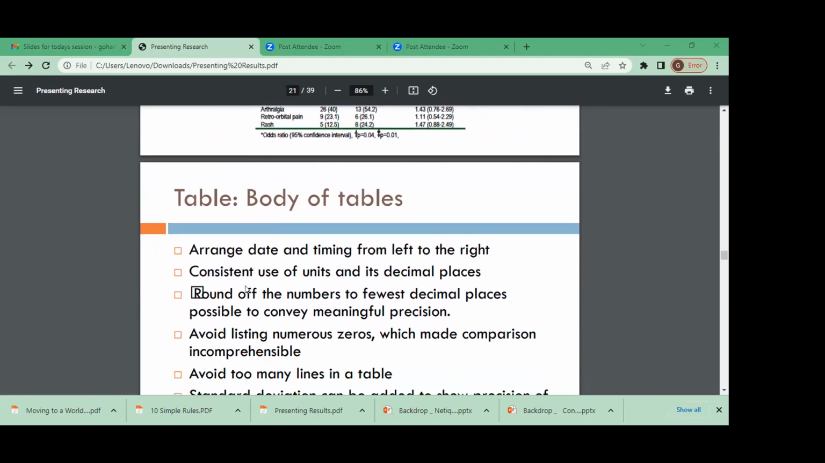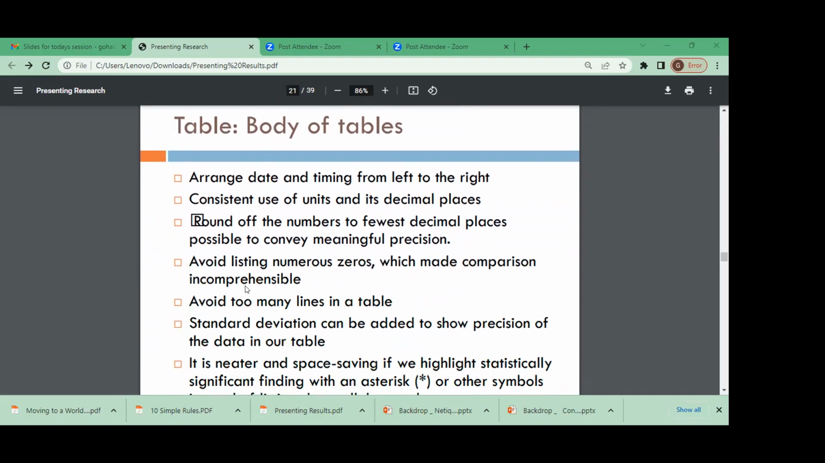Next, when you're talking about the body of tables, you arrange date and timing from left to right. Keep that in mind. You should be consistent in use of units and decimal places. Always report the units of the variables. And one more thing, while you are reporting your results, you round off the numbers to the fewest decimal places and keep the same thing throughout your research article. If you have values written as 2.2, then all the values should be written at 1 decimal place. You can't just have one value as 2.2 and another as 3.78.